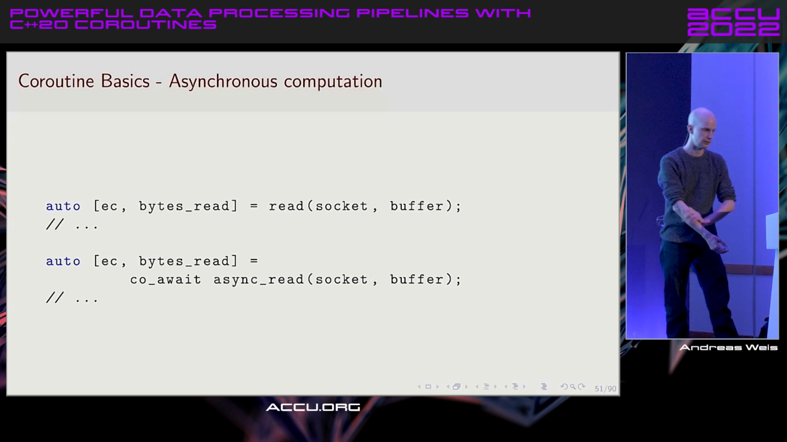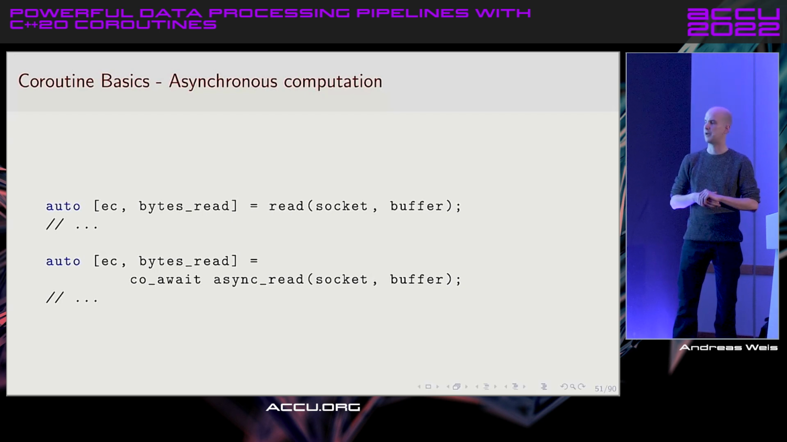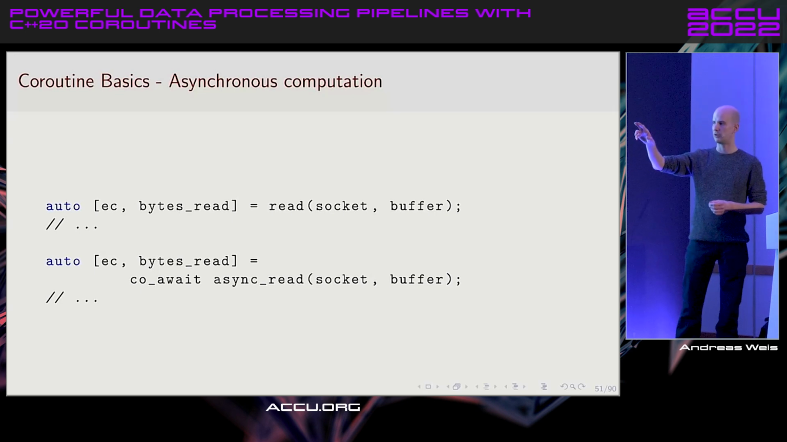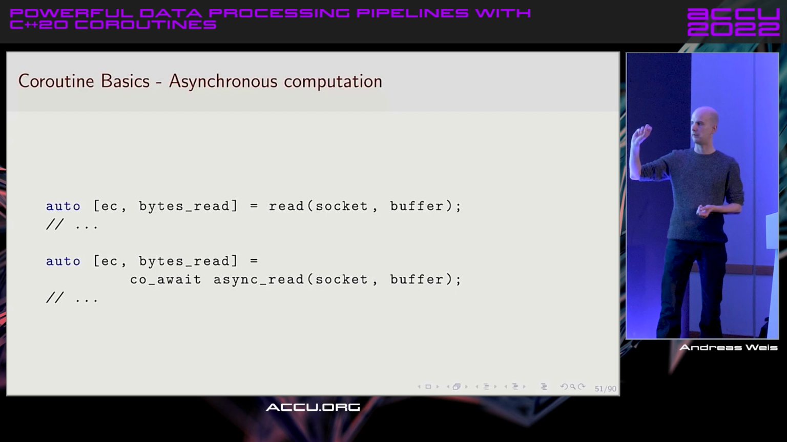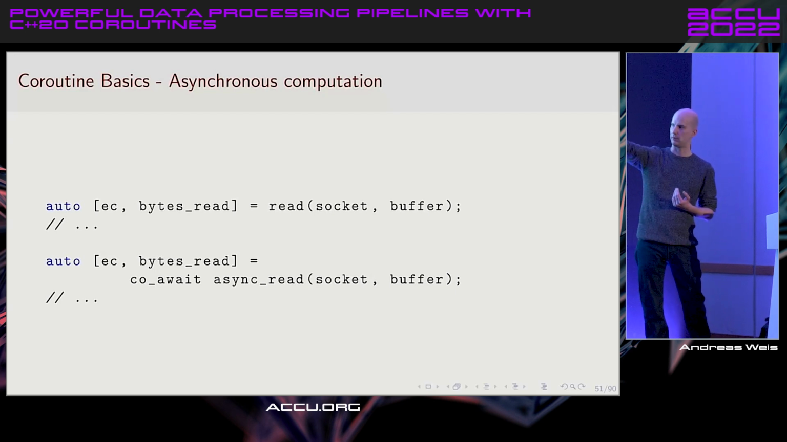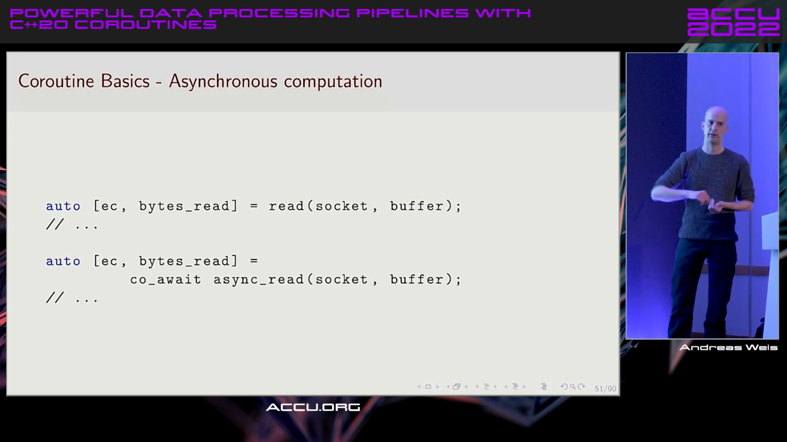What coroutines allow you to do is to flip the control flow back around. With coroutines, when you call the async read function, you prefix it with co_await, and now the results of the read are again just return values. So all of the code that comes below looks exactly like it does in the blocking case.